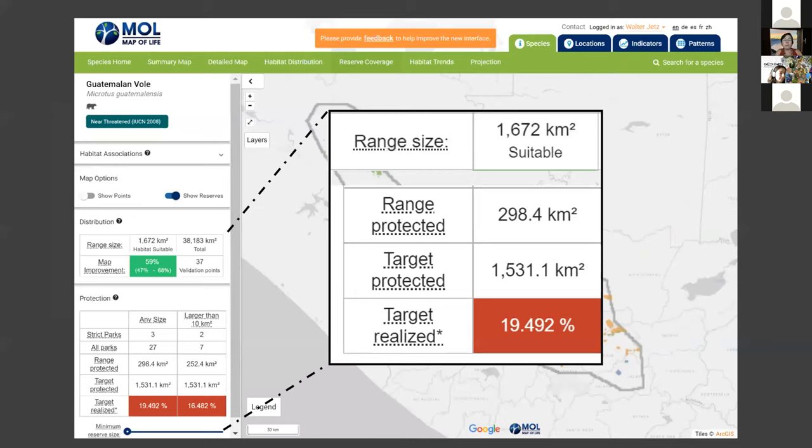And as before, you can look at the protected range, the targeted protection, and the actually realized protection for this particular species and evaluate what parts of mountain ranges should be prioritized in terms of conservation and protection to make sure that this species and other species can survive in the present and in the future.